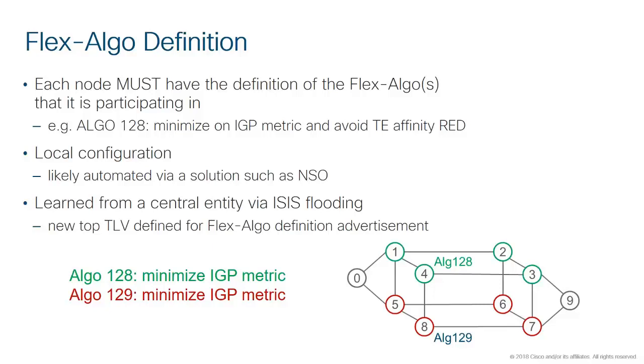They are the primary and the secondary, and they flood the definition. All the others have no local configuration. They learn, so it's going to be consistent. It's deterministic. Or you use a solution like NSO, which is going to make sure that from a network-wide viewpoint, all the routers are configured with the same definition.